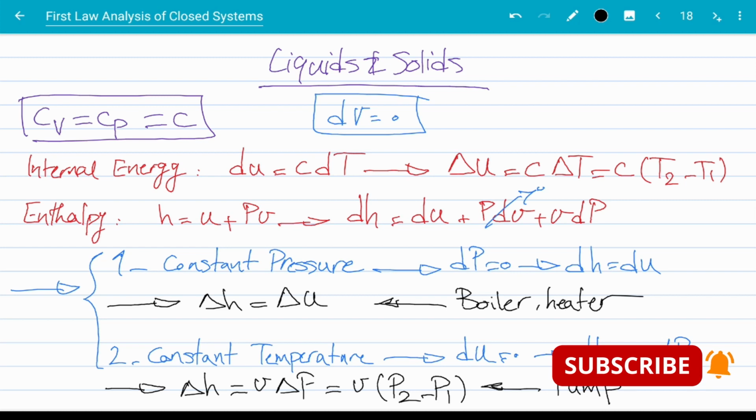Now, a pump usually does not involve any temperature changes, because usually the process is adiabatic and no heat is coming in or out of the system. So the change of enthalpy of the liquid is equal to the specific volume times the change of pressure across the pump.